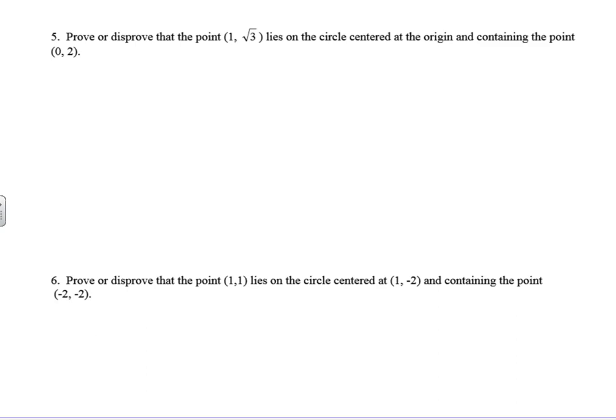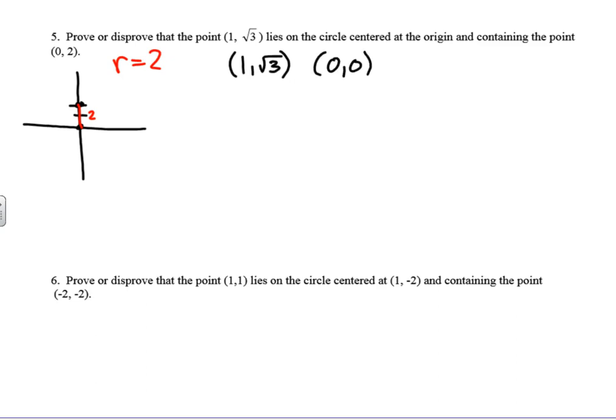So prove or disprove that the point (1, square root of 3) lies on the circle centered at the origin containing the point (0, 2). Again, I always like to start off with a graph. So centered at the origin, (0, 2). That allows me in this case to get my radius. So the radius is going to equal 2.